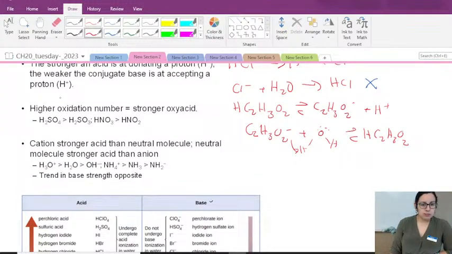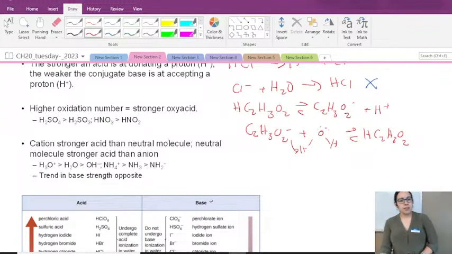And so what we also find is the higher the oxidation number, the stronger our oxy acid. So aka the more oxygens on there, the stronger the acid. And that's usually because our oxygens can help stabilize our negative charge. So then that means it can lose protons just fine.